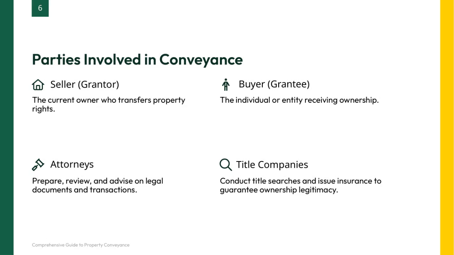When we talk about conveyance, several key parties are involved. First, there's the seller, also known as a grantor, who is the current owner transferring the property rights. Then, we have the buyer or grantee, who is the individual or entity receiving ownership. Attorneys play an important role as well. They prepare, review, and advise on all the legal documents and transactions to ensure everything is done correctly. Finally, title companies step in to conduct thorough title searches and issue insurance, which guarantees that the ownership is legitimate and help protect against any potential disputes down the line. Each of these parties plays a crucial role in making sure the conveyance process runs smoothly and securely.